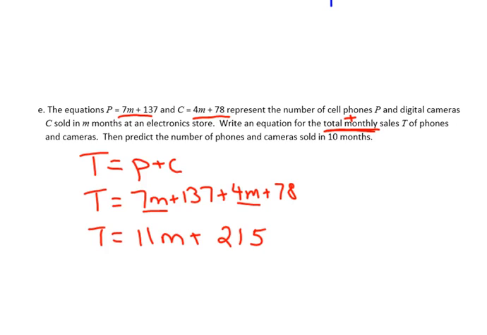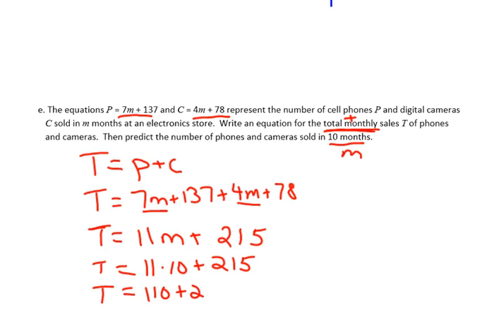Then predict the number of phones and cameras sold in 10 months. Not sure how that's the cost. Oh, total monthly sales. I'm sorry. It's the number of cameras. I was thinking it was talking about cost. Sorry. So now we're just going to put this in for M, because M is representing the months. So 11 times 10 plus 215. So my total, 11 times 10 is 110, plus 215 should give me 325 total cameras and cell phones.